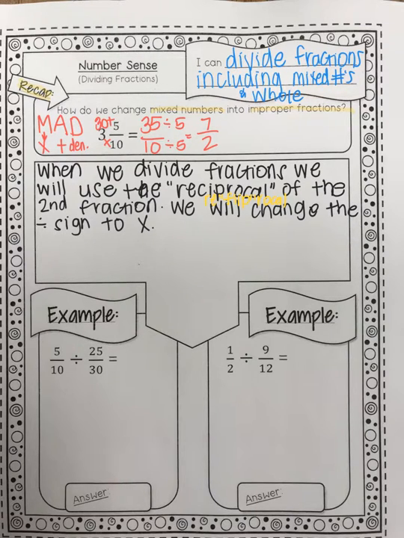So I like to think of one of my old favorite fast food restaurants when I think about dividing fractions. Anyone here like Kentucky Fried Chicken? Yes. KCF. So we're going to flip Kentucky Fried Chicken into Kentucky Chicken Fried.